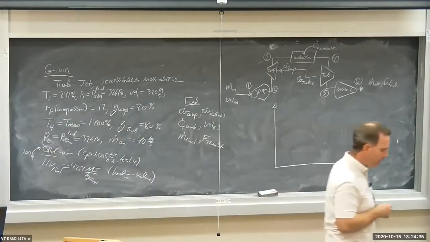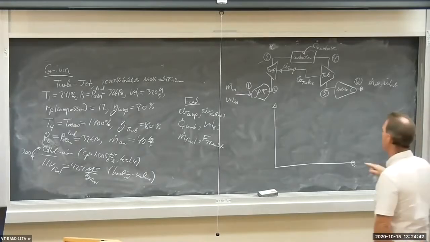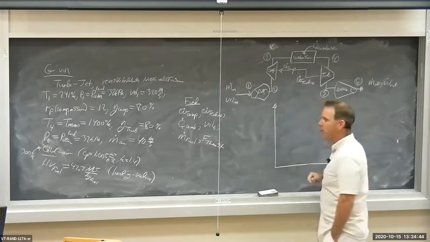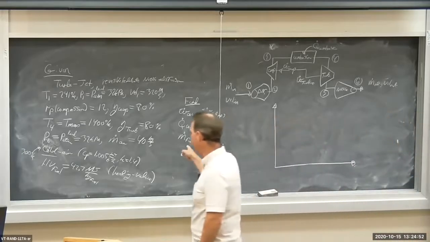And then, unlike in previous problems, we're going to figure out how much fuel is actually being injected and burned in the combustor. So we have to inject fuel into the combustor. It gets burned and releases heat. We're going to actually calculate what the fuel flow rate is, m dot fuel.